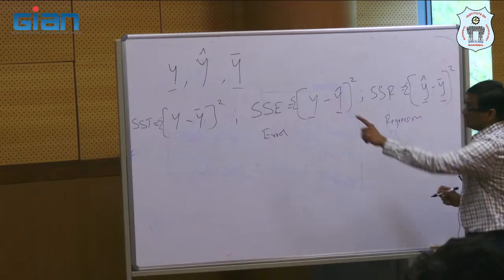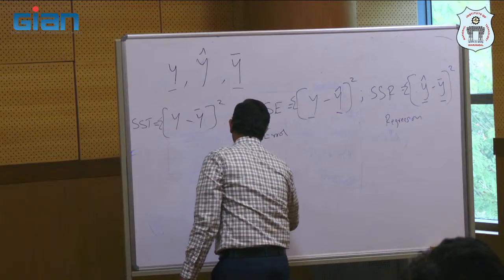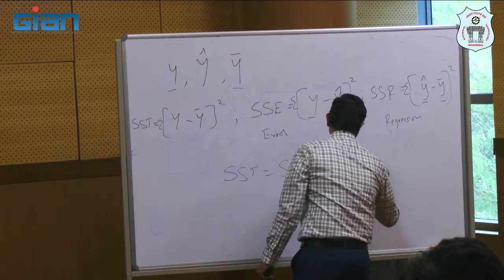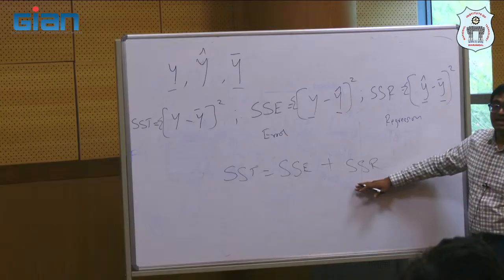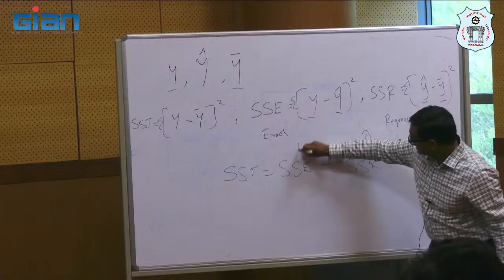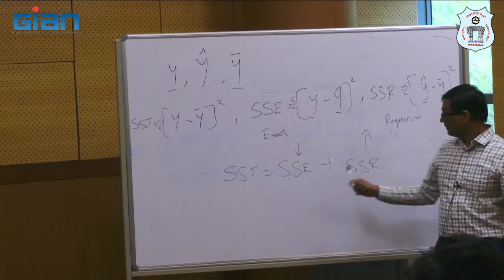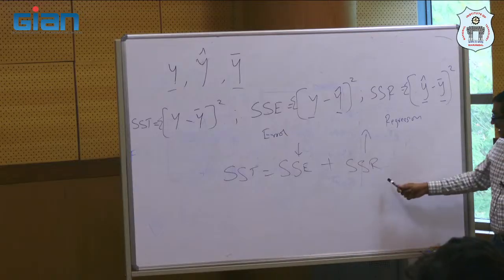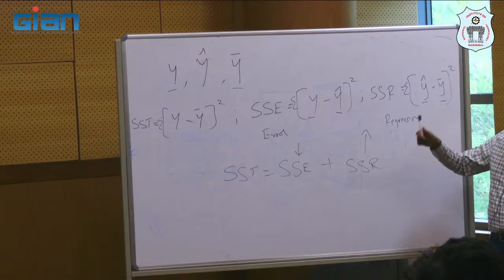So SST will be equal to SSE plus SSR. Total error is the remaining error plus the error I am able to explain. Ideally, we want SSR to go up and SSE to go down. Because SSE is the remaining error, we want it to be 0 if we can, and SSR to be equal to SST. That would be our goal. If SSR goes up, it's good. If SSE goes down, it's good.